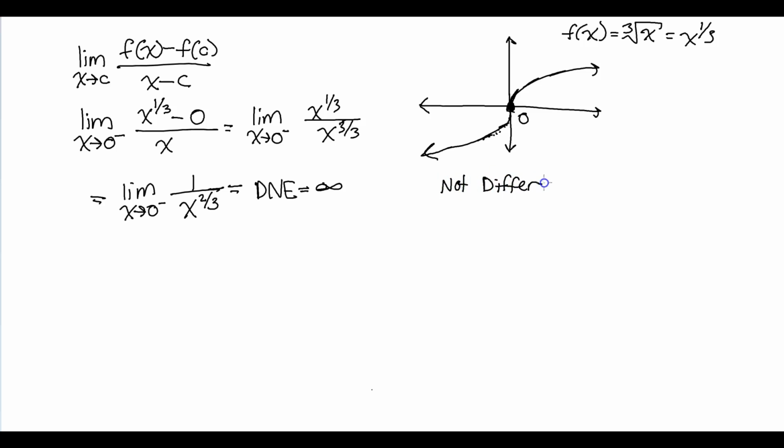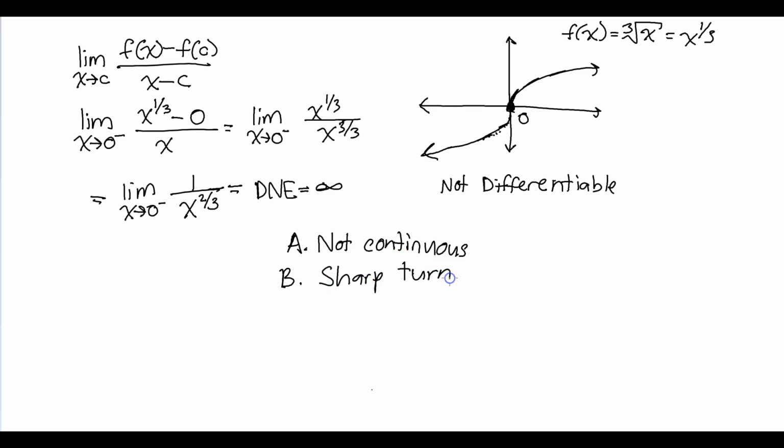So you have 3 options for a function not being differentiable. A, it is not continuous. B, there is a sharp turn. And C, there is a vertical section or vertical tangent. If any of these are present in a function, you could say that it is not differentiable.